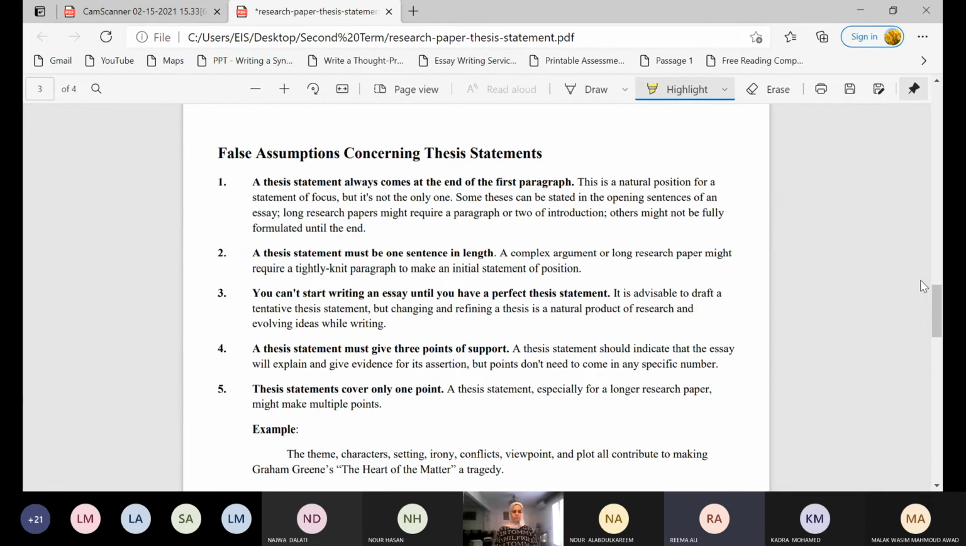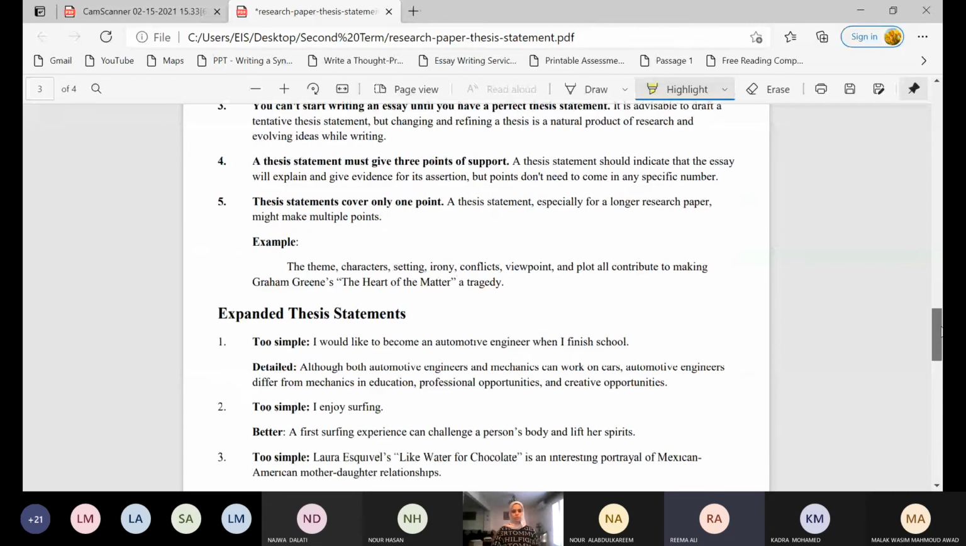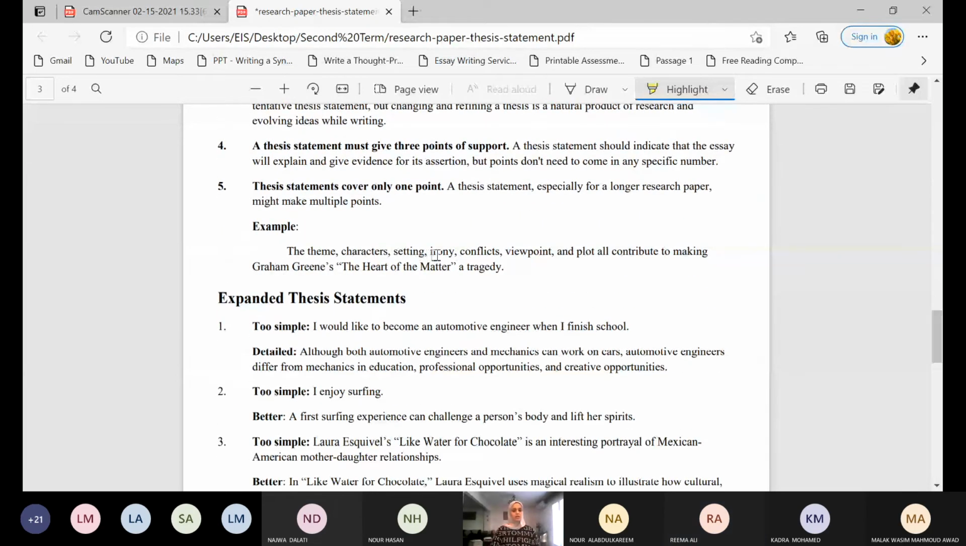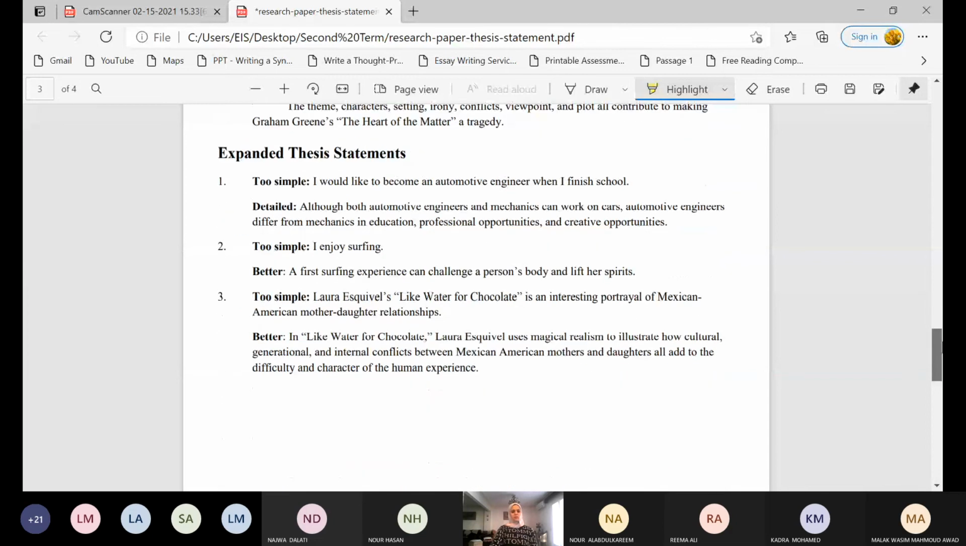5. Thesis statements cover only 1 point. A thesis statement, especially for longer research papers, might make multiple points. Yes, it may take multiple points. Excellent example. The theme, character, setting, irony, conflicts, viewpoint, and plot all contribute. So see how many points all contributed to making Graham Greene's The Heart of the Matter a tragedy. Okay, girls, expanded thesis statement.